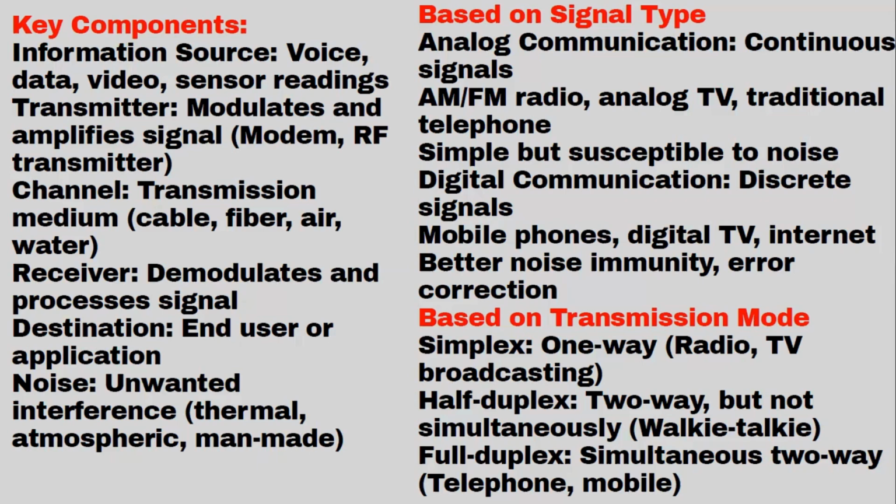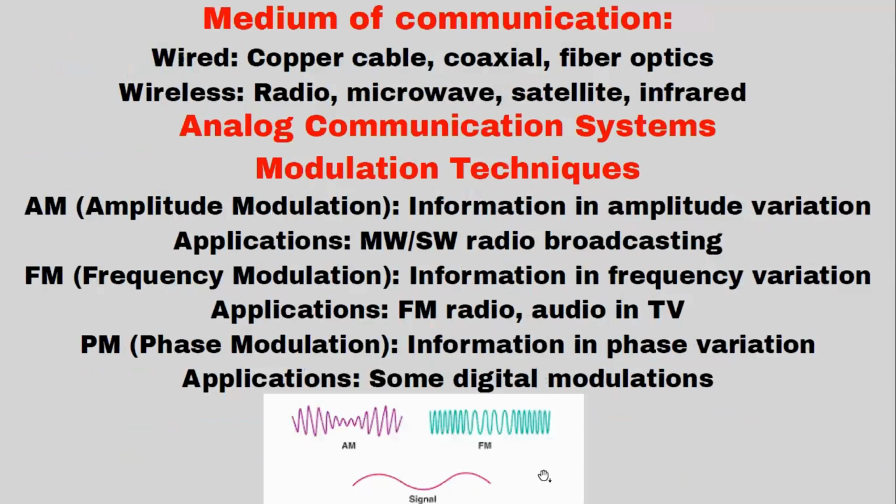Next is full duplex. That is simultaneous two-way communication. At a time, both the channels will be working. That is transmission and receiving, both will be working. That is called full duplex. All right, so let's go to the next part, that is the medium of communication.